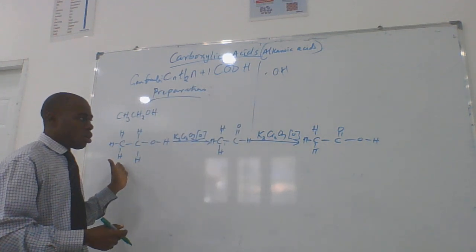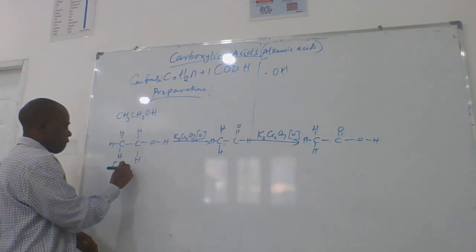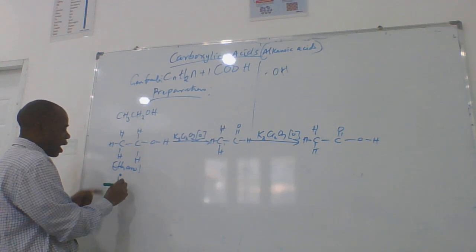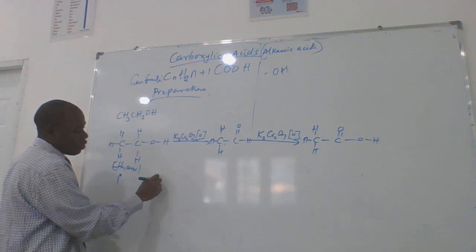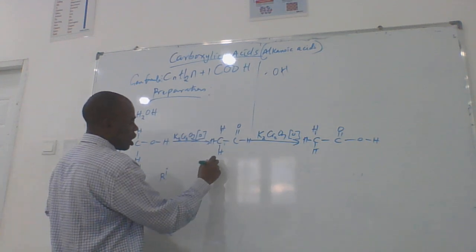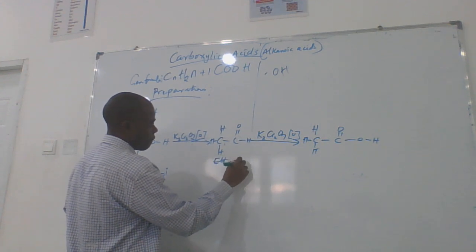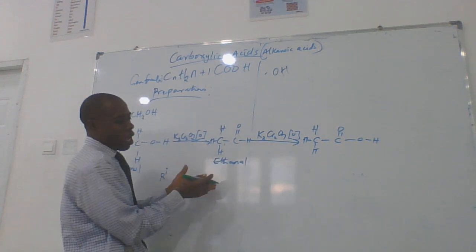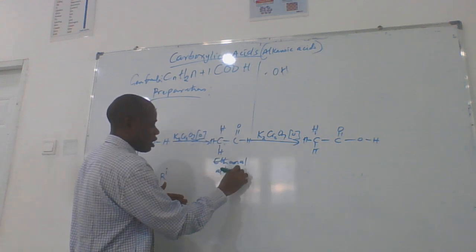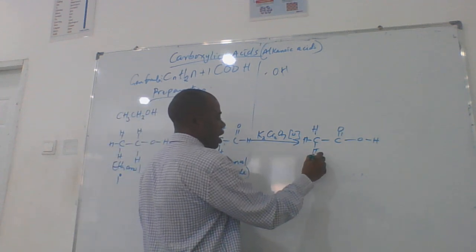From ethanol to ethanal and ethanoic acid. This is the ethanol, a primary alcohol with only one alkyl group. I will use R to represent my alkyl group. So then here is what? Ethanol. This is the aldehyde. And here is the ethanoic acid.